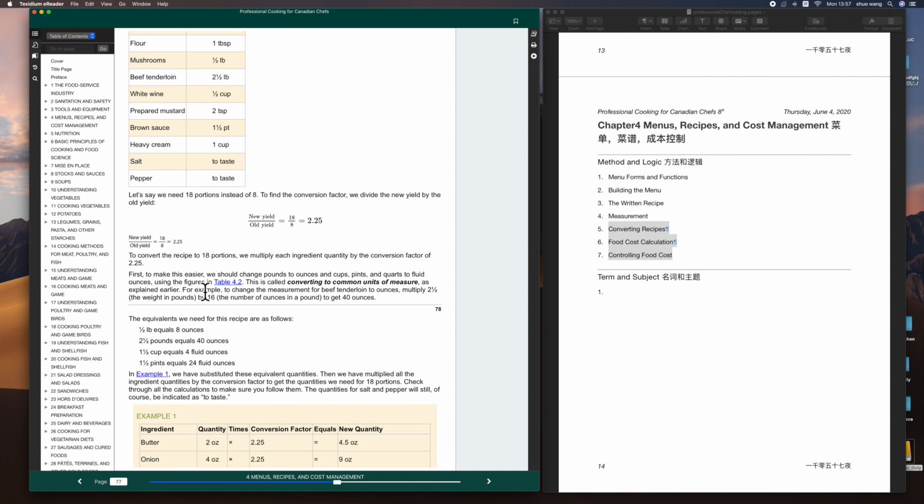First, to make this easier, we should change pounds to ounces and cups, pints and quarts to fluid ounces using figures in Table 4.2. This is called converting to common units of measure. As explained earlier, for example, to change the measurement for beef tenderloin to ounces, multiply 2.5 by 16 to get 40 ounces.